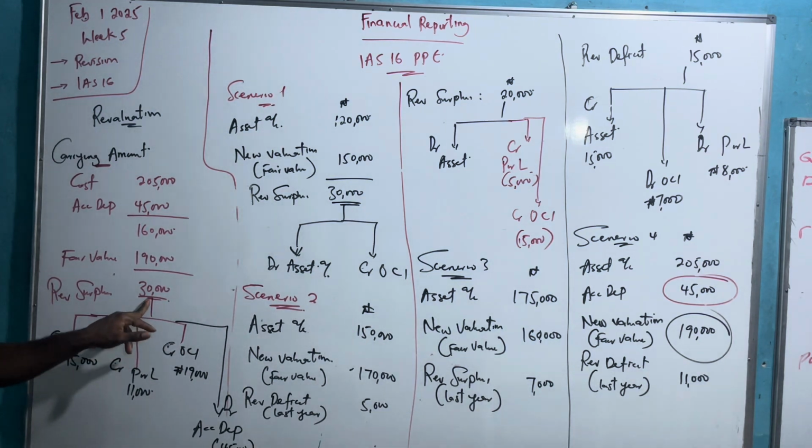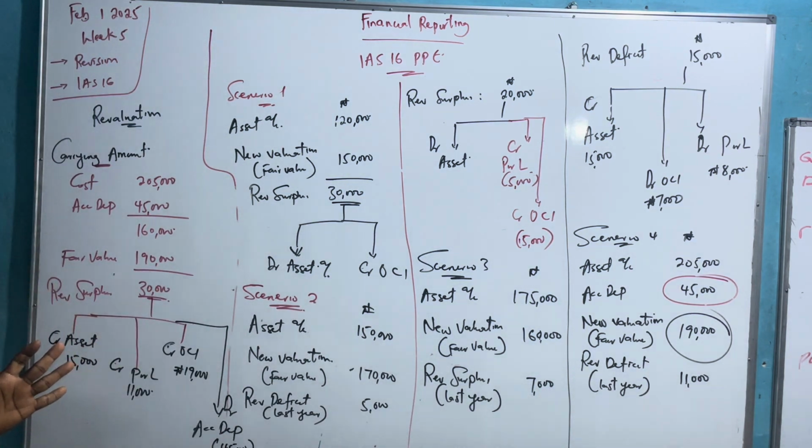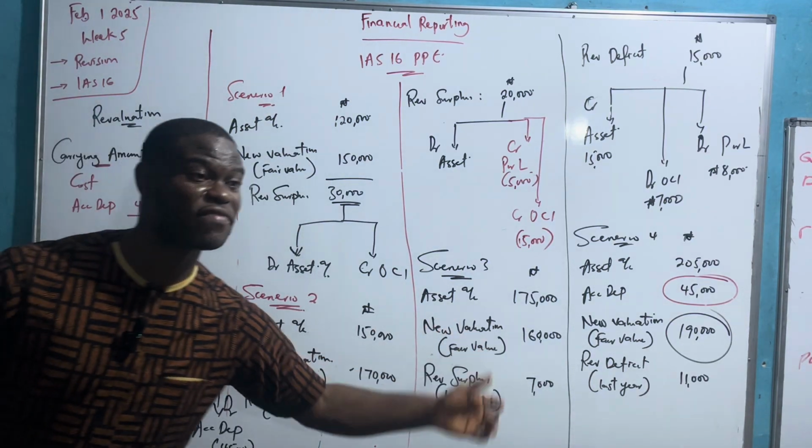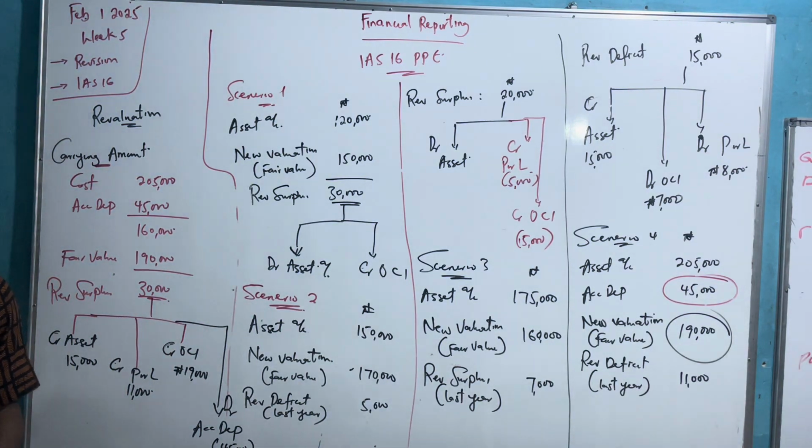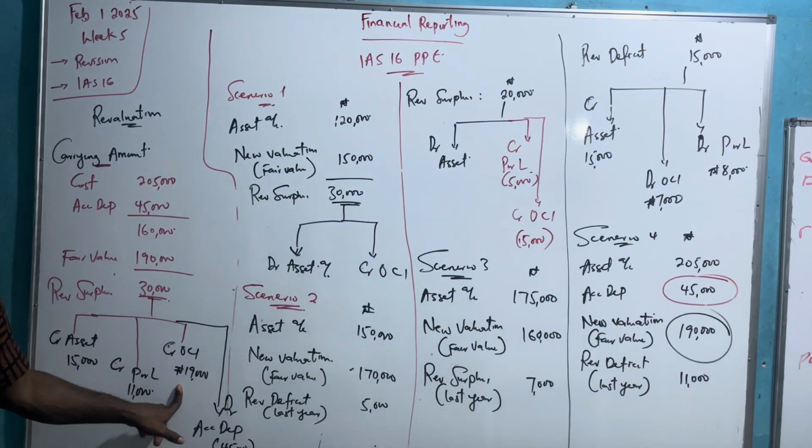Ordinarily, we should just credit OCI by 30. Yes. But because there was a previous deficit last year, that was why a portion went to where? Here. Then the balance can then go to where? OCI.